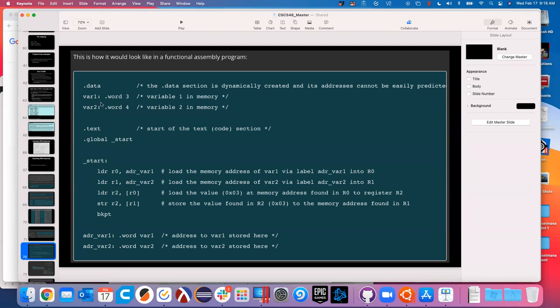Yep. So var1 started off as 3, var2 started off as 4, and these live somewhere in memory. After these four lines, we've overwritten this 4 with a 3. That happened right here. I stored back into memory, into the place where var2 lives, the value of var1, which I loaded into R2 here. So I loaded a 3 into R2, and then I stored that 3 into var2 in memory.